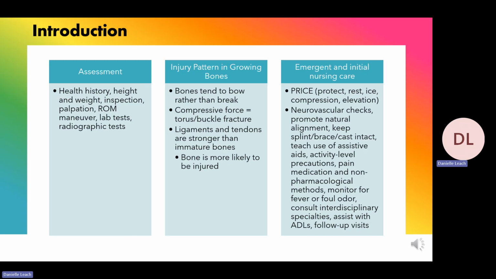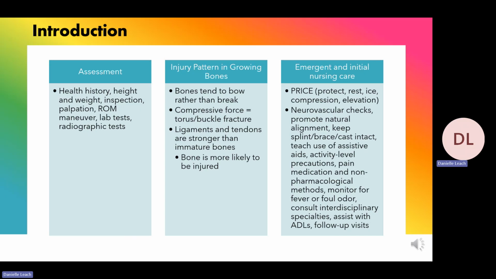If we are assessing a child with a musculoskeletal disorder, we can of course ask them health history questions that have to do with whatever signs and symptoms they're coming in with. We can do, of course, their height and weight, inspection and palpation of, say, the affected extremity. Say if they think they broke their leg, we can inspect and palpate it. Range of motion maneuvers. So, for example, can they move their leg in certain directions that we would expect them to be able to do, like abducting their hip or extending their knee. We can do lab tests and, of course, diagnostic imaging, things like x-rays, CT scans, MRIs.